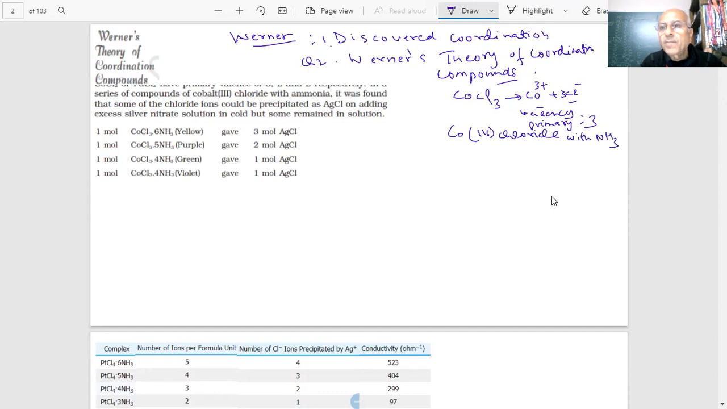Important point: you have cobalt 3 chloride solution, and you add ammonia in different amounts. When he added different amounts of ammonia, he was able to get not one compound, but different compounds of different colors. And when he tried to precipitate the chloride ions present in them, he found that different moles of chloride ions were precipitated. The compounds had different colors.